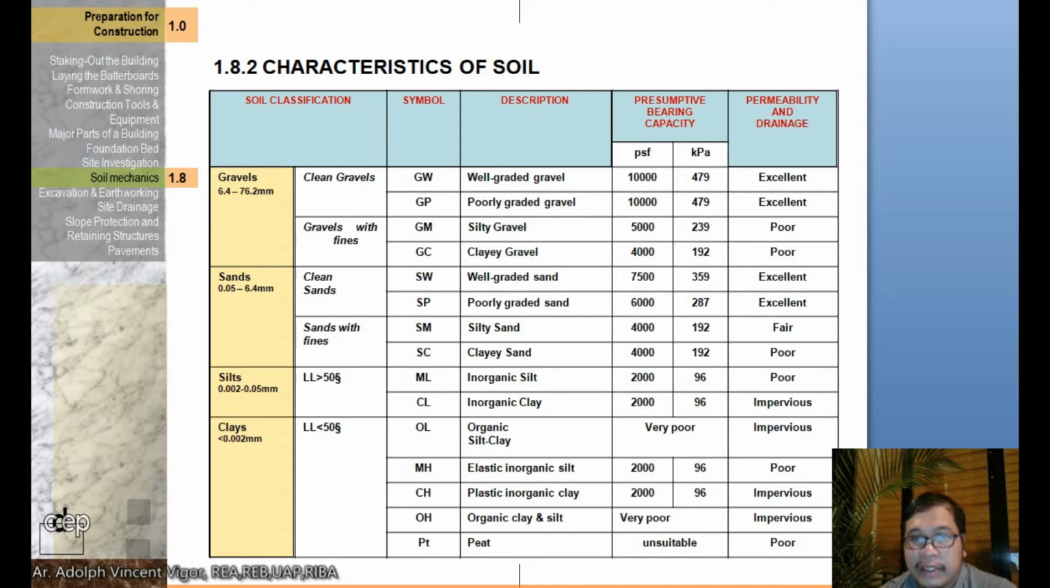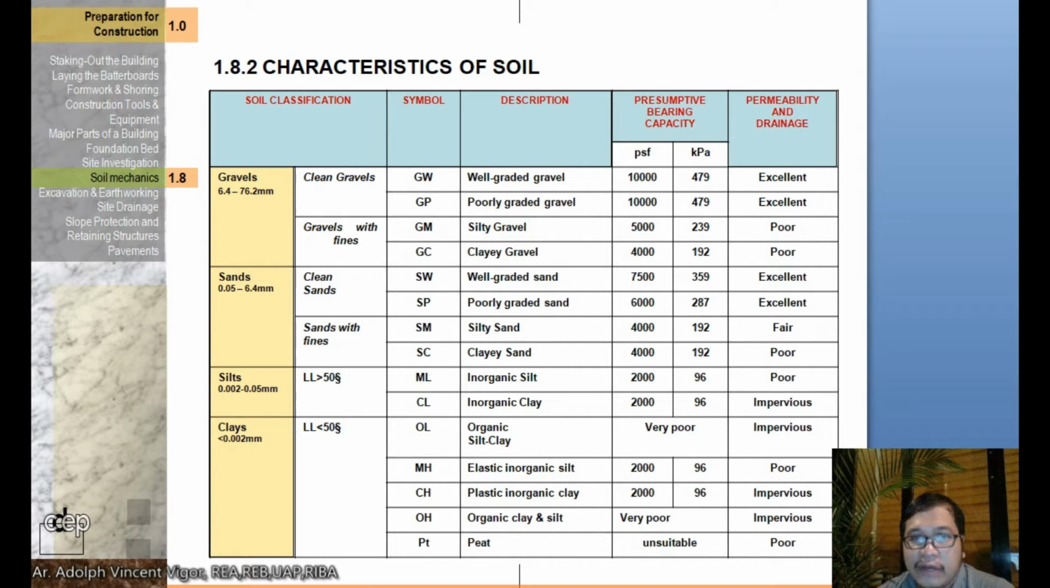Okay, these are some examples of the characteristics of soil. I will not read everything here. Just take a screenshot and familiarize yourselves with the different symbols and descriptions, as well as the presumptive bearing capacity, and also the permeability and drainage.